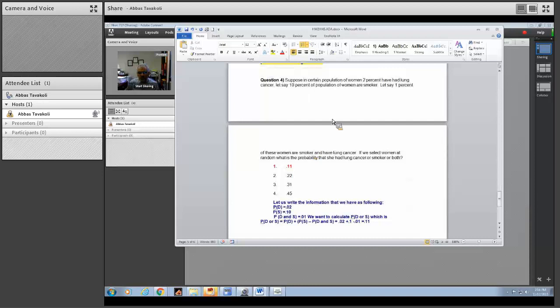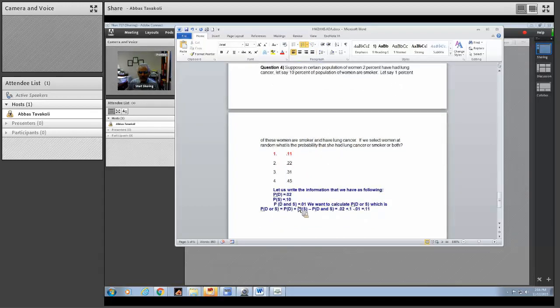Question number 4, I gave you this information. It says the probability of lung cancer or disease is 0.02, the probability of being a smoker was 10%, which is 0.10, and 1% were a smoker and had lung cancer, which is 0.01. So we wanted to calculate the probability of D or S, lung cancer or smoking.